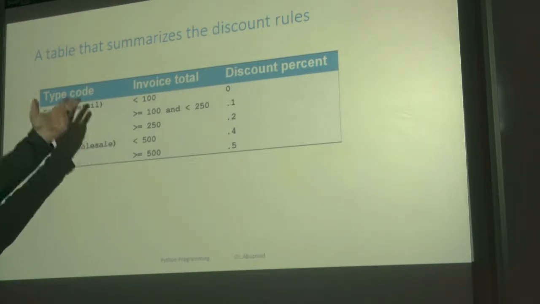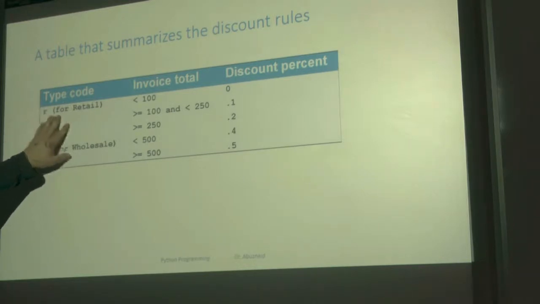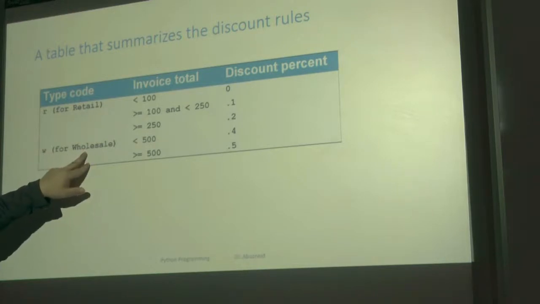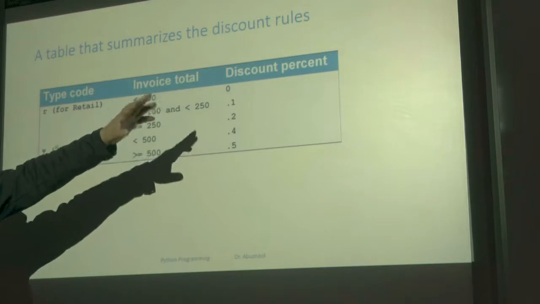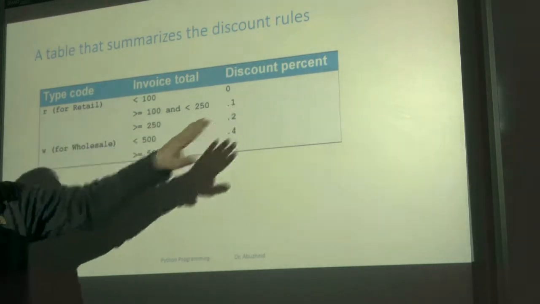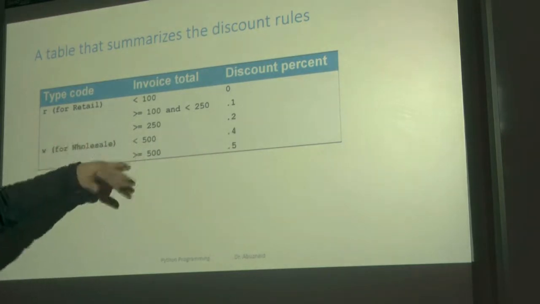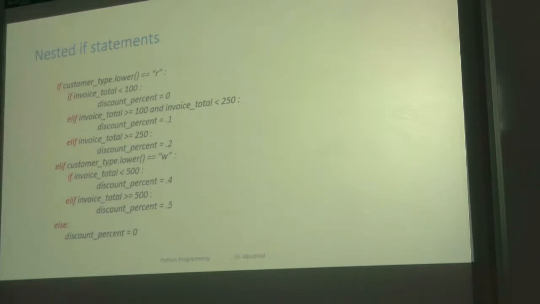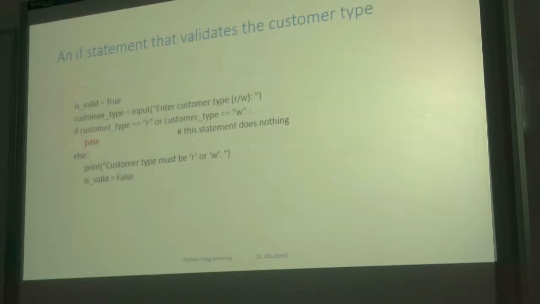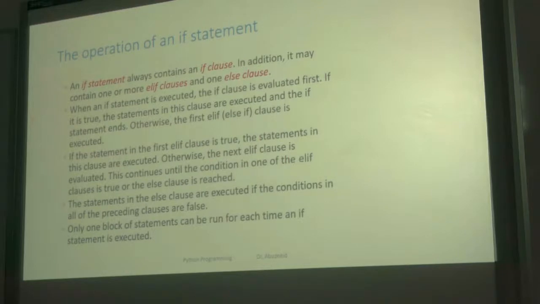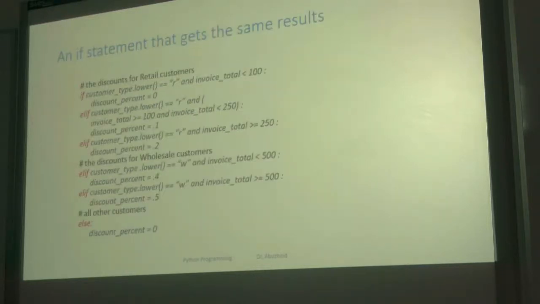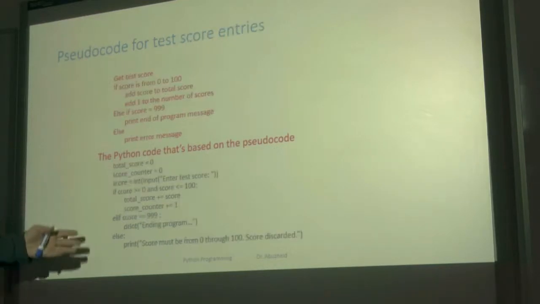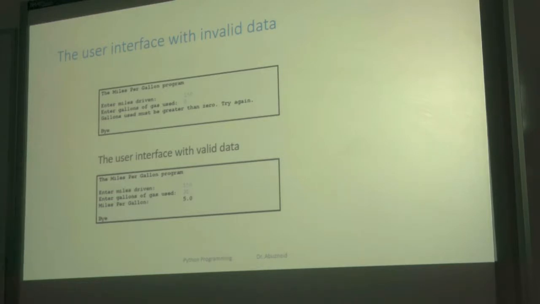So this is a program given for you. Try it, run it, code it. It's available for you. The type of the code is R for retail, W for wholesale. If the invoice total is less than 100, discount is 0%. Greater than 100 but less than 250 is 10%. Greater than 250 is 2%. If wholesale, they have a different range. I'll ask you to write a program for that. Can you write a program? Simple logic, right? Using if statements. But anyways, the code is available. Here is the code. You could try it and run it.